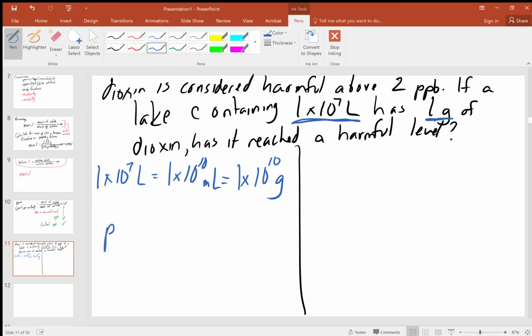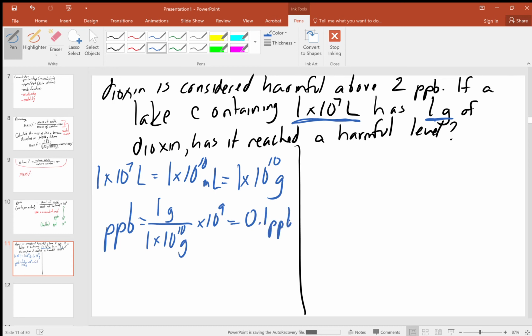So now we can say the lake's current ppb is 1 gram over 1 times 10 to the 10th grams times 10 to the 9th, and that's equal to 0.1 ppb. So we can see at 1 gram we only have 1/10 of a part per billion, and so at this point we can see it's clearly at a safe level.